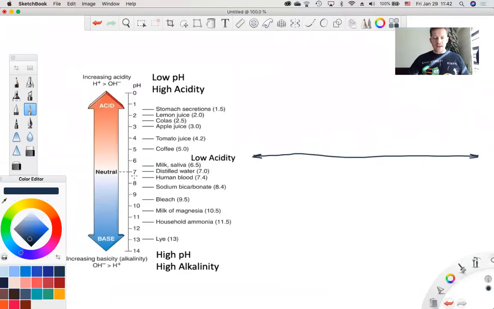So 7 is neutral. 0 is on the left, and 14 is on the right. So 7 represents neutrality, so it's neutral pH. 0 represents low pH, right? I'm going to abbreviate low pH. I put a dot here. And 14 is going to be high pH, right?